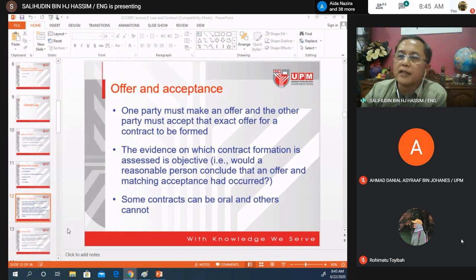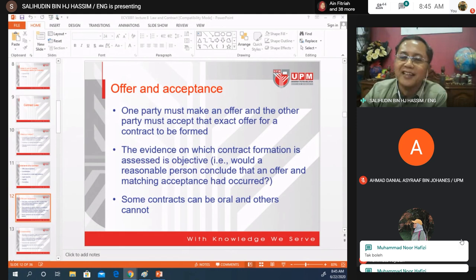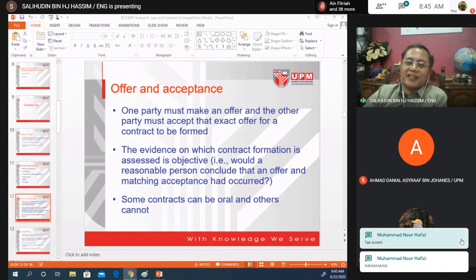But the contract agreement between politicians, boleh percaya tak? Between the parties, the political party, boleh percaya tak kontrak dia? Boleh percaya tak?